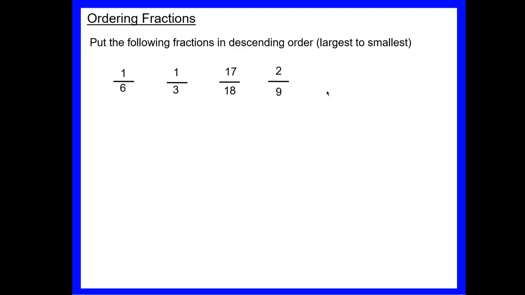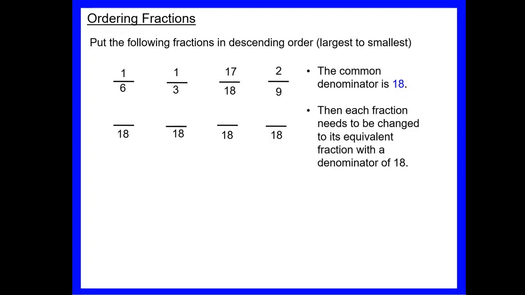Now the lowest common multiple is 18. So we're going to have a denominator of 18 for each one. So I always write them just underneath straight away. Now we need to work out how we find those equivalent fractions. So to get from 6 to 18, we times by 3. So we multiply the numerator by 3. So to get from 3 to 18, we multiply by 6.